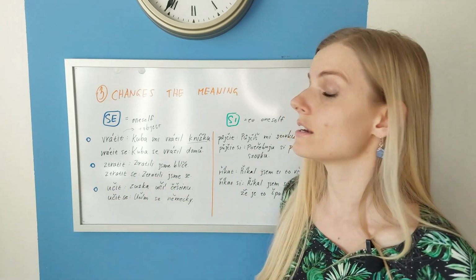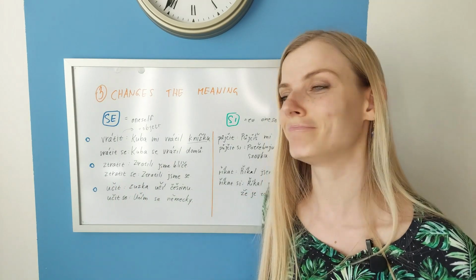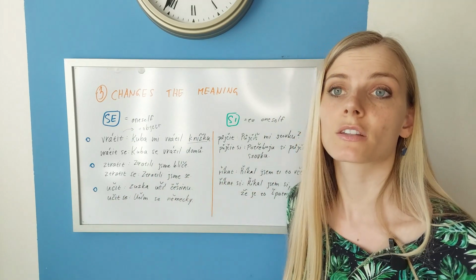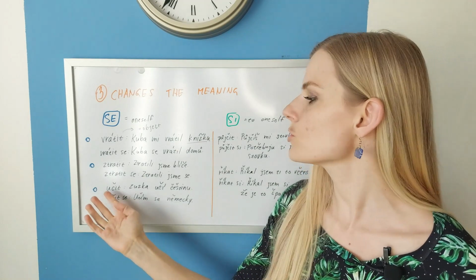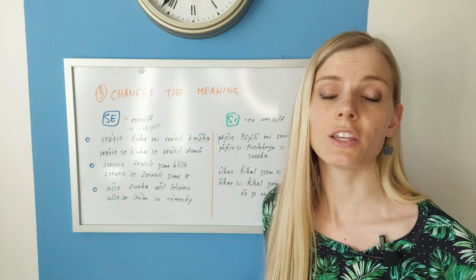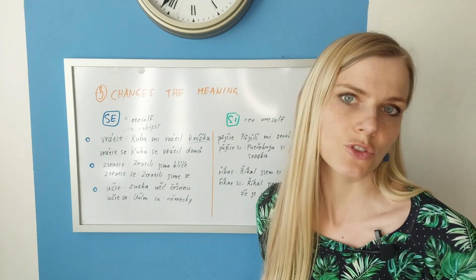Ztratit se, again, to get lost, and literally this means to lose yourself. Ztratili jsme se, we got lost. Here we don't mention the object. Ztratili jsme se. Učit and učit se. Učit means to teach. Zuzka učí češtinu. Zuzka teaches Czech.